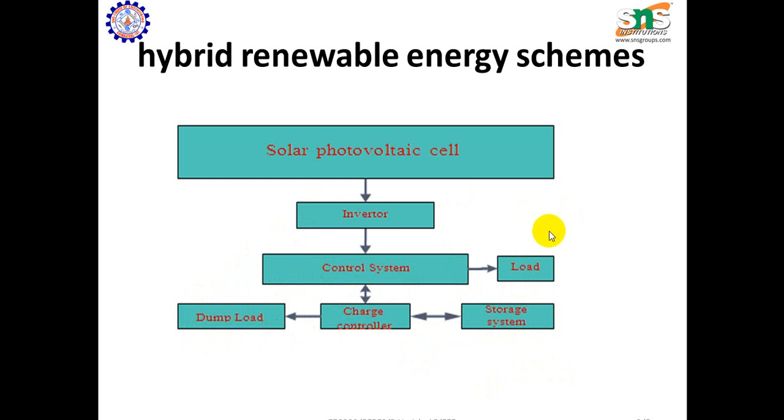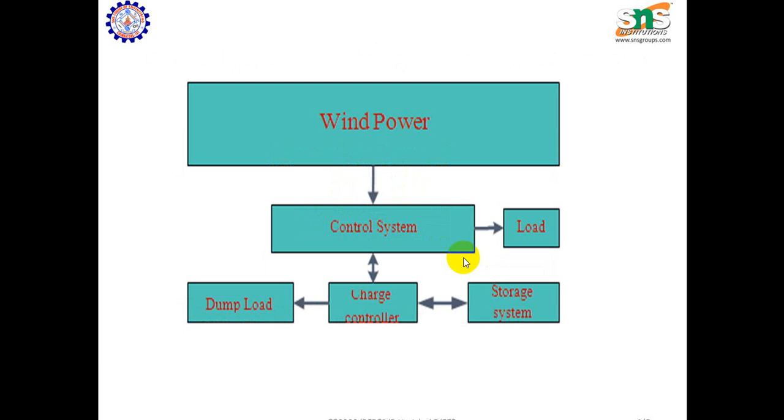If there is no power, the load is supplied from the charge control unit or the storage system, or we can use the solar photovoltaic inverter directly and give it to the load. But we cannot utilize the power fully efficiently. So next we are going to see the wind power.